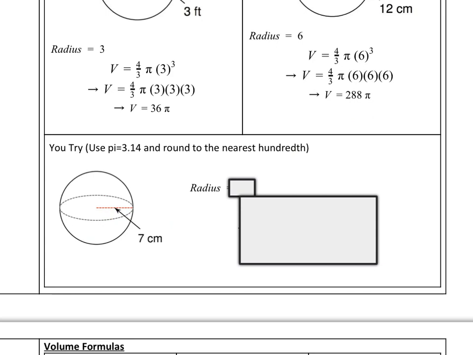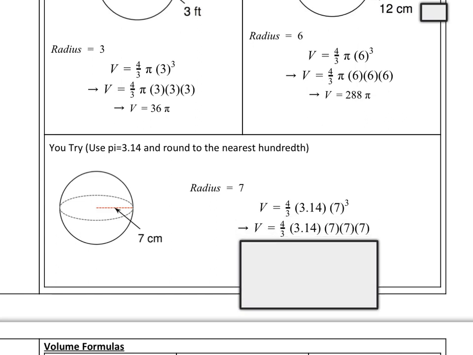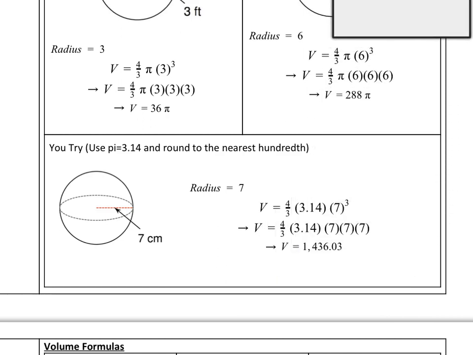Okay, let's see how you did. First off, the radius right there is 7. And if we plug that into our formula, we just switch out the r for 7, 4/3 pi, 3.14 this time, times 7 cubed. That 7 cubed means we're going to multiply by 7 3 times, 7 times 7 times 7. And if we do that correctly, we'll have about 1,436.03. That is our volume.